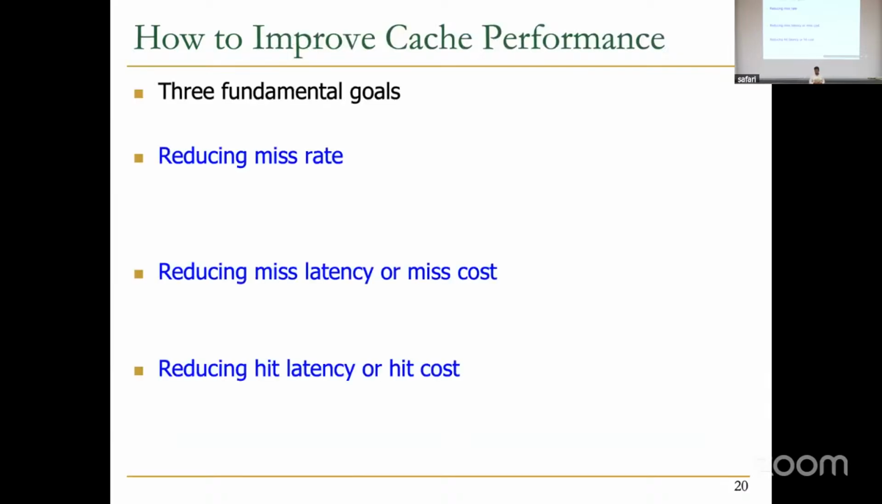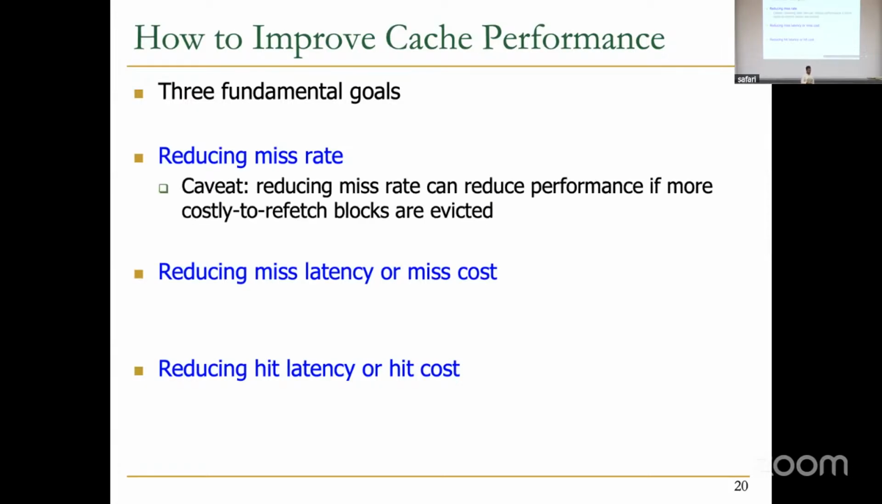With that in mind, I'm going to quickly touch upon how exactly we want to improve cache performance. Every improvement in cache performance has 3 fundamental goals, right? We want to reduce miss rate, we want to reduce miss latency or miss cost, which means the time it takes to serve a cache miss, and we also want to reduce the hit latency, the time it takes to serve data when it is found in the cache. So those are the 3 fundamental goals. How can we do that? We can reduce miss rate.